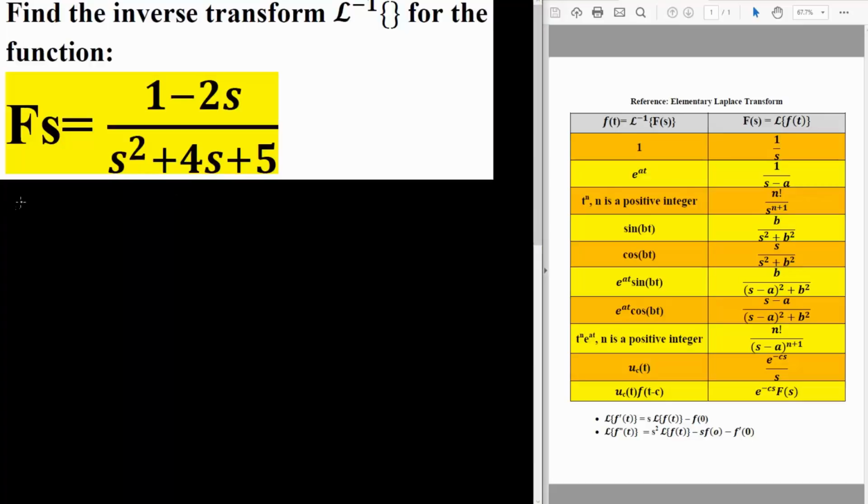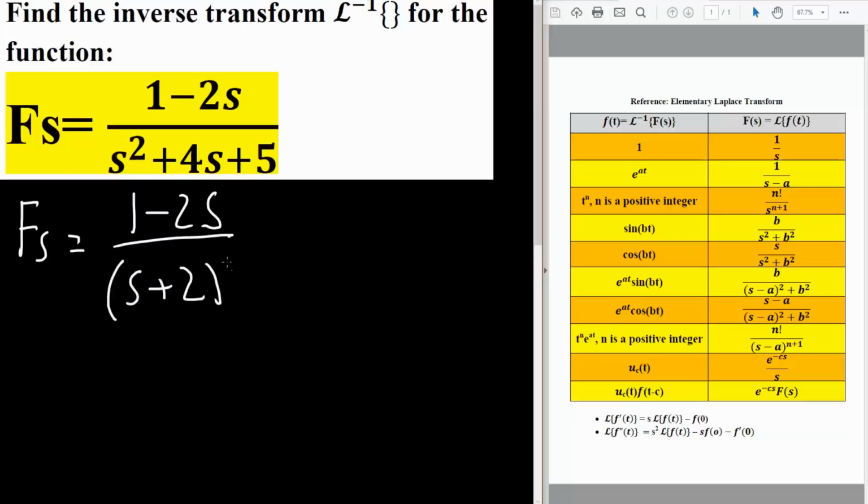And so we'll say F(s) is equal to 1 minus 2s divided by, instead of saying s squared plus 4s plus 5, we will say (s plus 2) squared plus 1. This is actually kind of common for these types of problems because it will relate more with this table. And having (s plus 2) squared plus 1 is equivalent, because we would get s squared plus 4s plus 4, and we're adding 1, so 4 plus 1 is 5.